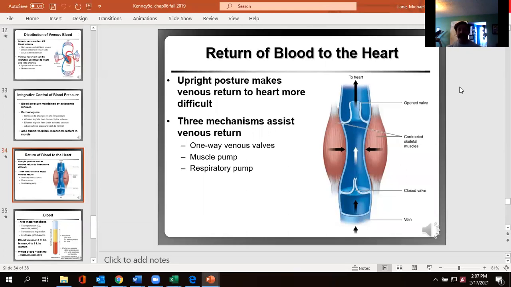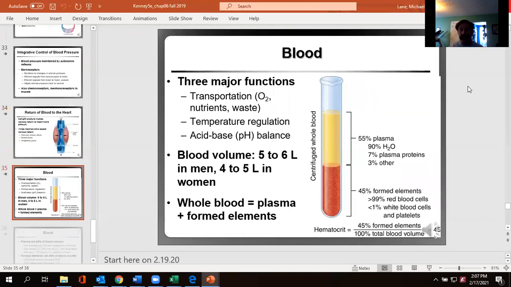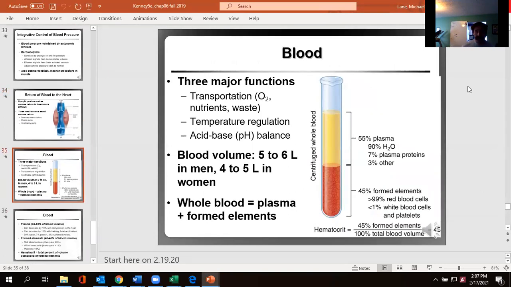So that also helps that milking to get the blood back where it needs to be. Now, finally, we have the fluid, and that's the blood itself. Most of your blood happens to be plasma, and that's the fluid component, and that's going to be made up mostly of water. Then we have our proteins, and other things like hormones, blood glucose, and our electrolytes.